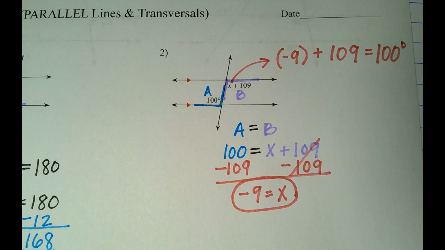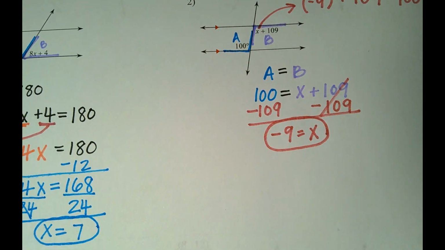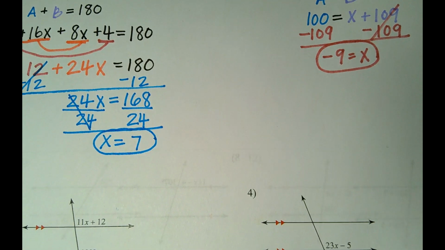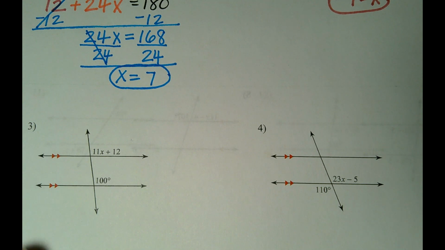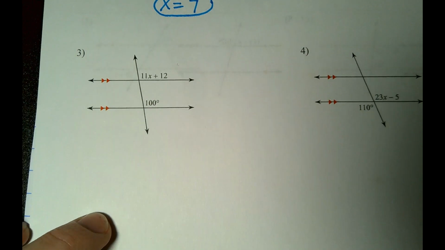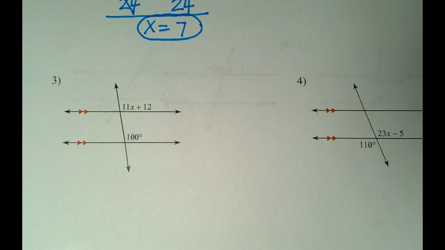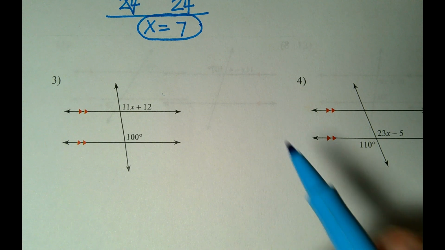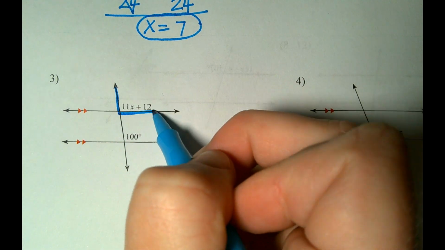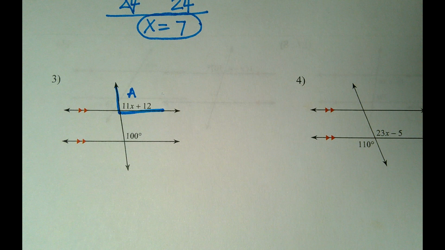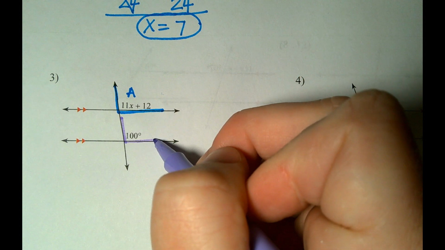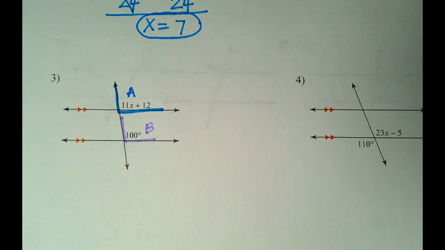Okay. Can we try number 3? Anytime that I move to the next one, if you are still writing, stop me. I'm not going to get annoyed with you. I want to make sure you have things written down that you need. Okay. Number 3. We'll call 11x plus 12 angle A. We'll call the 100-degree one angle B.